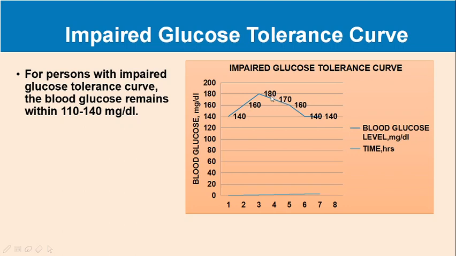It will be in the range of 140 to 200. So it will increase from 140 to 160, 180, like that, and it remains between the level 140 to 200 milligram per dl after 1 hour of glucose load, and this blood glucose level will cross the renal threshold value. So the renal threshold value is 160 to 180 milligram per dl. So if the level crosses this 180, glucose will start to appear in the urine.